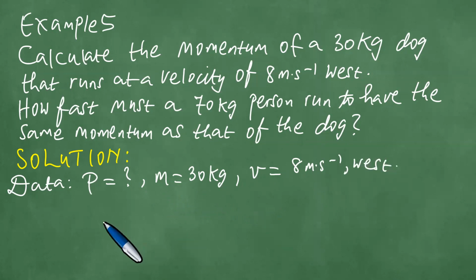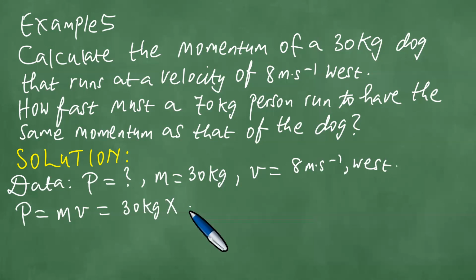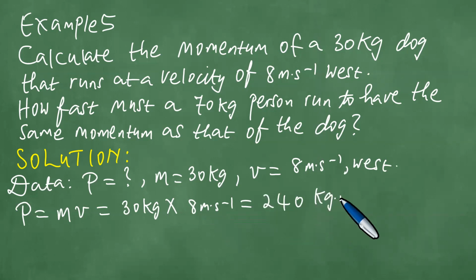Right, so what is the momentum of this dog? We know that momentum is mass times velocity. The mass is 30 kilograms. The velocity is 8 meters per second. And we saw before that this is 240 kilogram meters per second, and this is the momentum west. Okay, how fast must a 70 kilogram person run to have the same momentum?